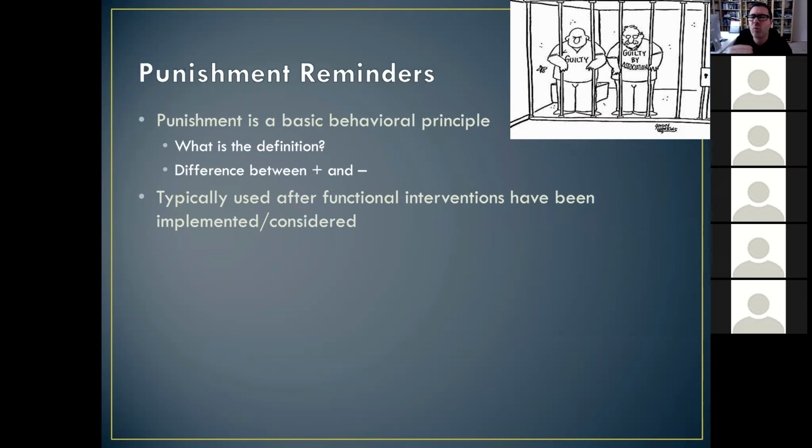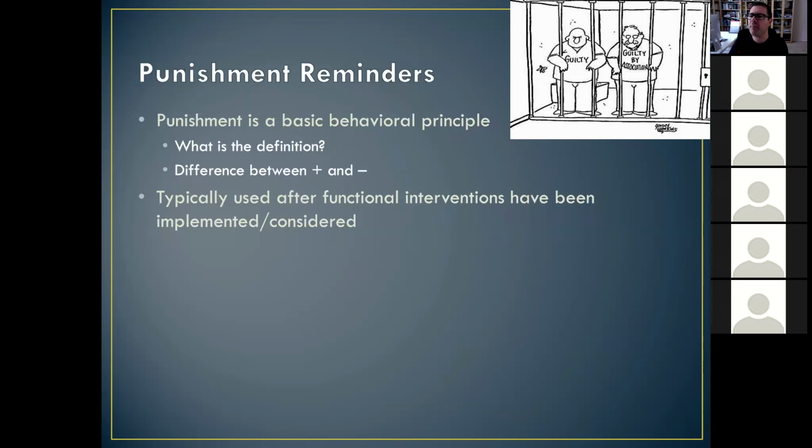So again, when punishment is used in applied behavior analysis, it is often used after a functional intervention has been implemented or at least considered. No one starts by changing behavior using punishment. You would want to know why behavior is occurring in the first place, right? So you would want to do a functional assessment or functional analysis. You would want to identify the antecedent and the consequence for the behavior. And then, of course, you're going to want to go through some of those functional based interventions that we talked about. You're going to try to use extinction and differential reinforcement and antecedent manipulations to reduce behavior.